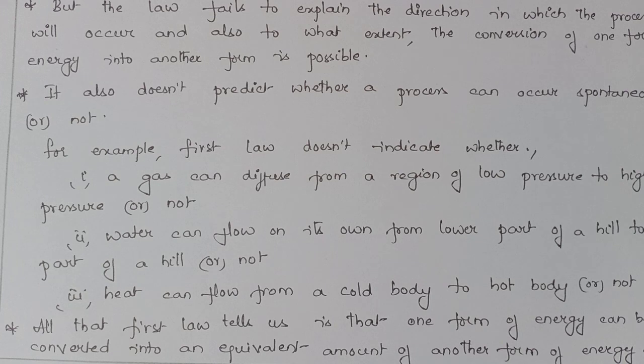So there is now a need to mention the direction in which the process of conversion of one form of energy into another takes place, and also to what extent the energy conversion takes place. These are the limitations, and this is the gap which leads to the second law of thermodynamics. All of these will be explained by the second law of thermodynamics.